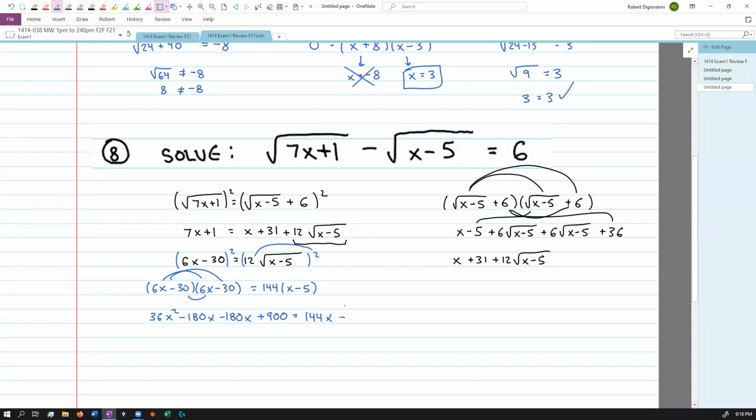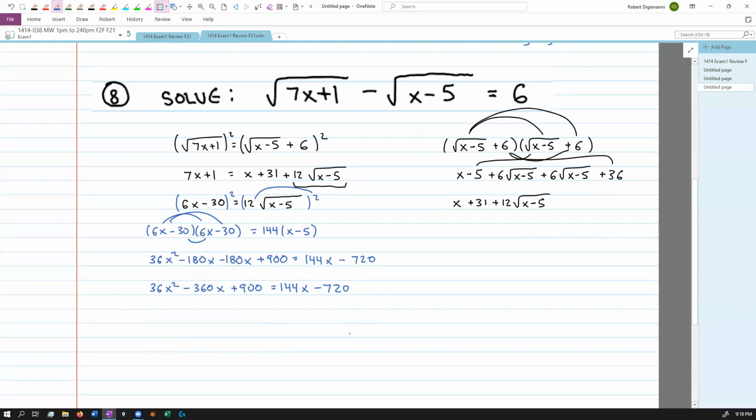So 144x minus, let's see. I don't want to mess this up. 5 times 144 is 720, so minus 720. Okay, that's 36x squared, minus 360x plus 900 equals 144x minus 720.